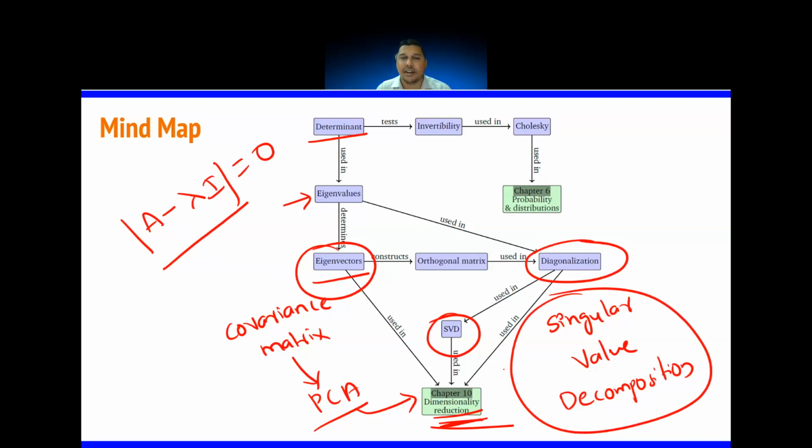SVD has a filter. In advanced Python libraries, we have directly an SVD filter, which is used as a step before processing any image. Okay, so that way we will be using it. Also, I use determinant to check whether a matrix is invertible or not. If a matrix is invertible, then we do Cholesky decomposition. Why do we need Cholesky decomposition? This is another decomposition technique. Cholesky decomposition is used in probability and distributions, right? So this is one mind map which explains how and where the eigenvalues are used, especially in decomposition techniques.